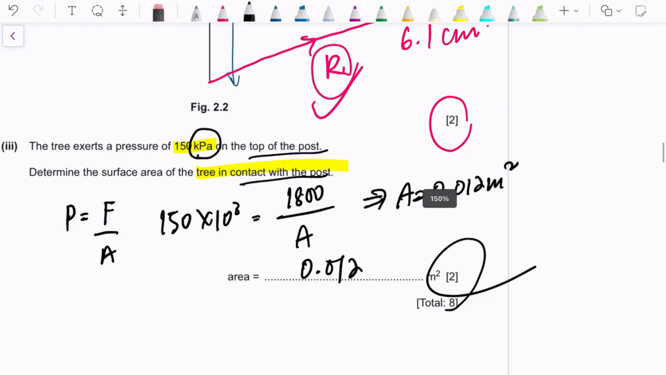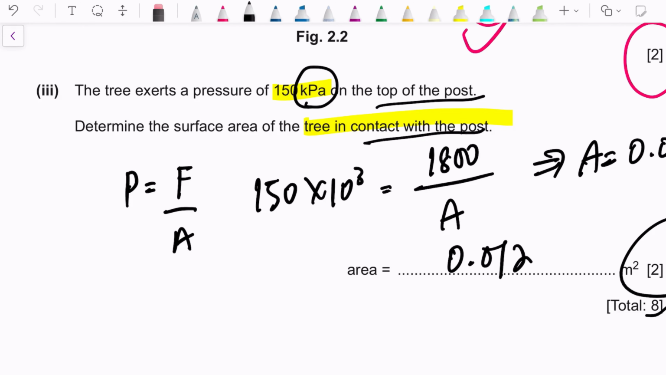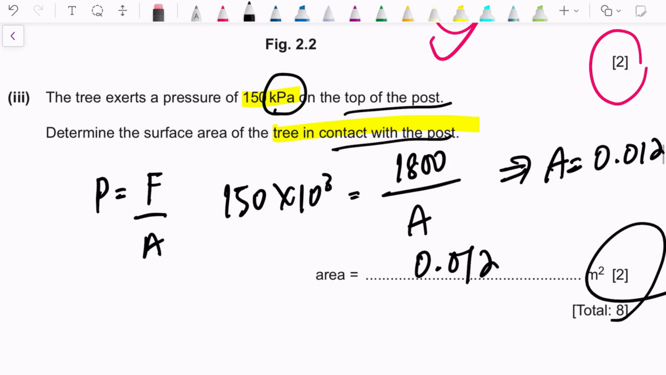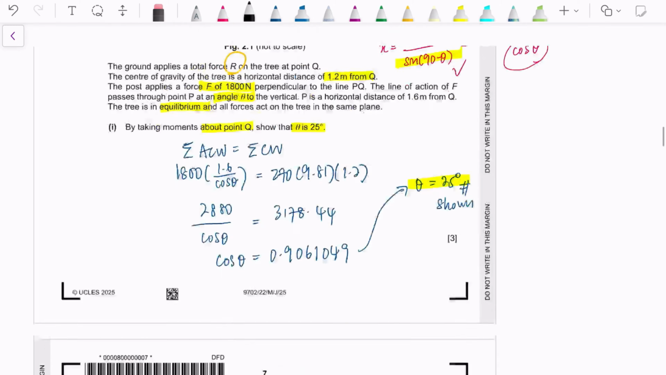Last one is just finding your area. Make sure, as usual, always write your formula first, because even though you accidentally made some mistake along your calculation, you'll get 1 mark for your formula, and you don't want to lose that mark, right? So there you go, your 8 marks, and that's all for today's video.